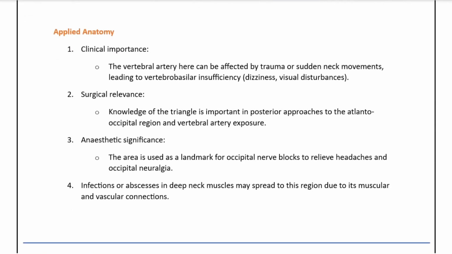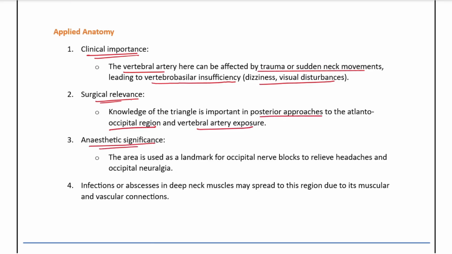Coming to the applied anatomy, the clinical importance here is that the vertebral artery is present. It can be affected by trauma or sudden neck movements, which will lead to vertebrobasilar insufficiency, and the symptoms could be dizziness and visual disturbances. Surgical relevance: knowledge of this triangle is important in the posterior approaches for any surgical procedures to the atlanto-occipital region and also for exposure of the vertebral artery.